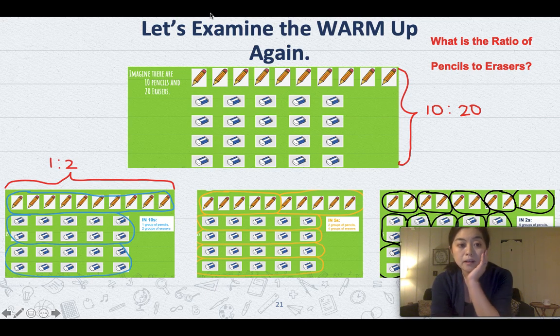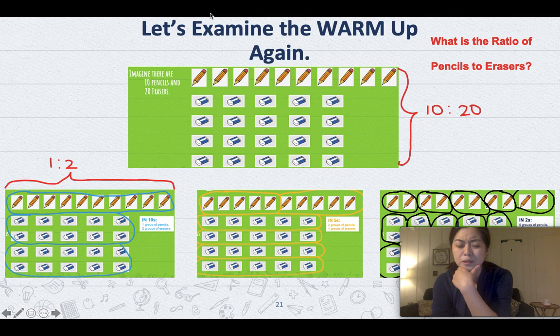Okay, so there's one group of 10 pencils, and there's 2 groups of erasers with 10 erasers in each group. So in here, 1 to 2 is also a ratio for this example.